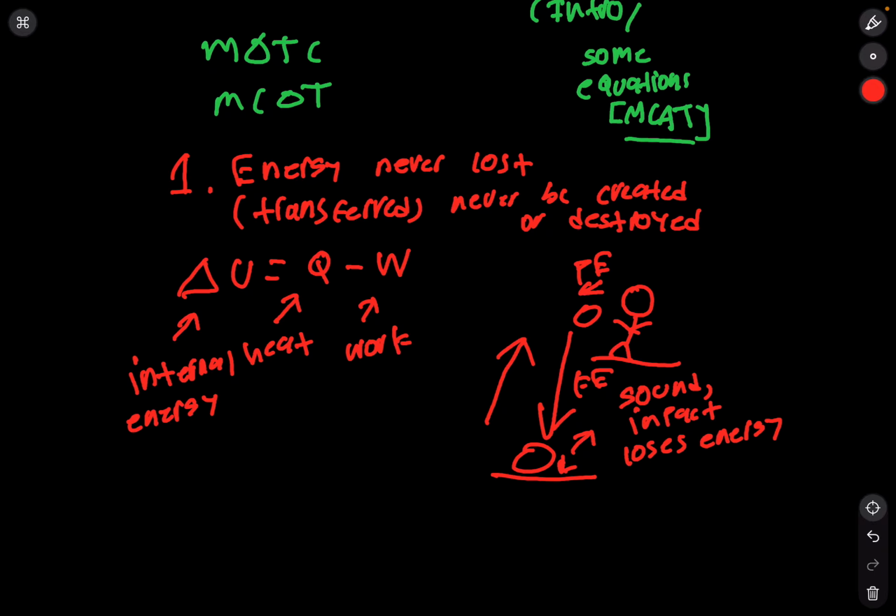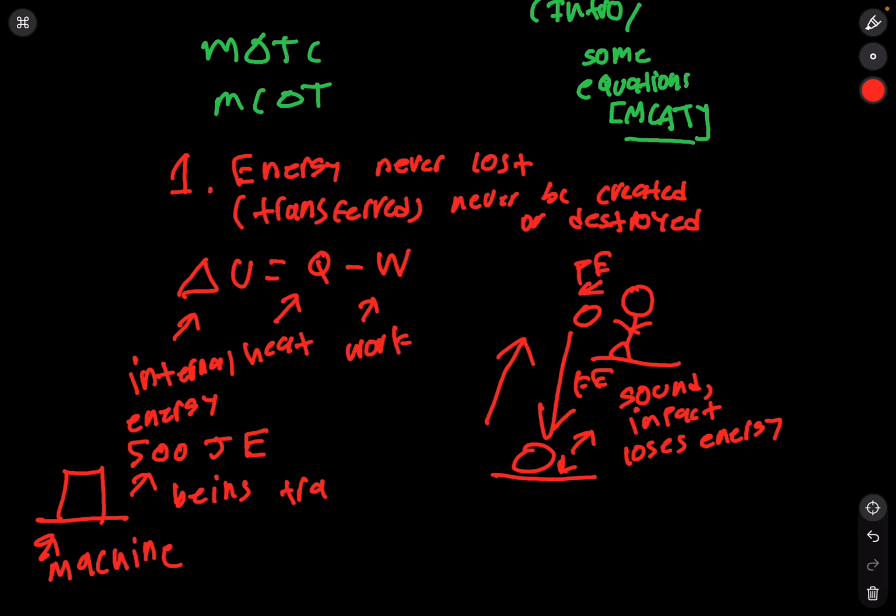Here's what I mean. Say you had a machine, and you were to give this machine 500 joules of energy, and it was to make or create something. That 500 joules of energy is being transferred to whatever it's making.